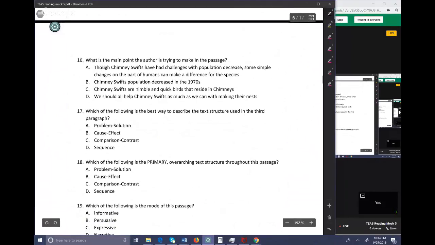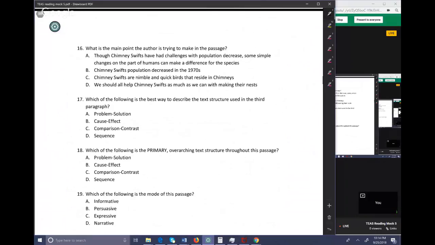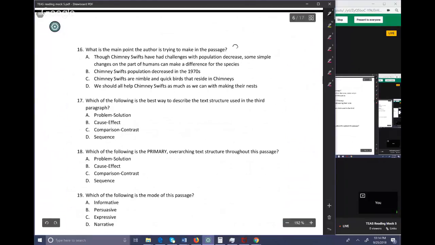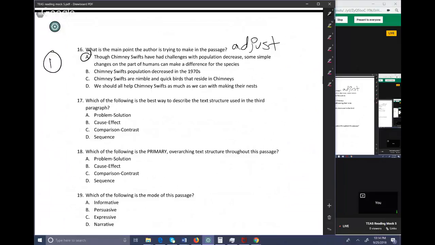What is the main point the author is trying to make in the passage? This is where you had to adjust your main idea a bit. This might have been where you detected that you had to add a little bit to it. So this one you wanted to answer A. Though chimney swifts have had challenges with population decrease, some simple changes on the part of humans can make a difference for the species. They do have the original main idea there, which is choice B.